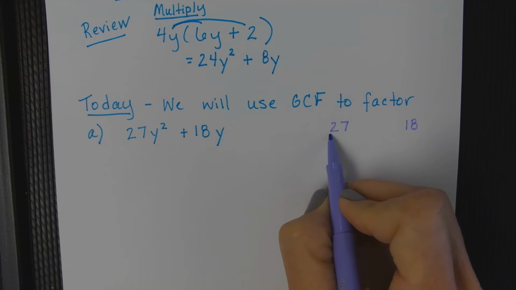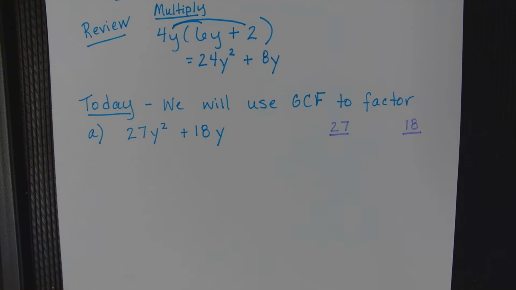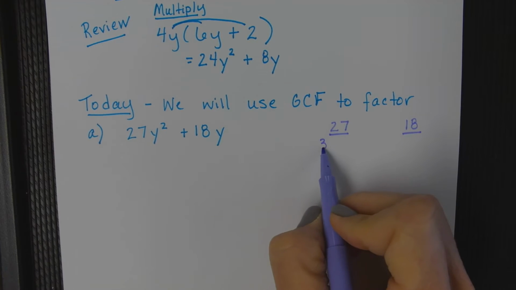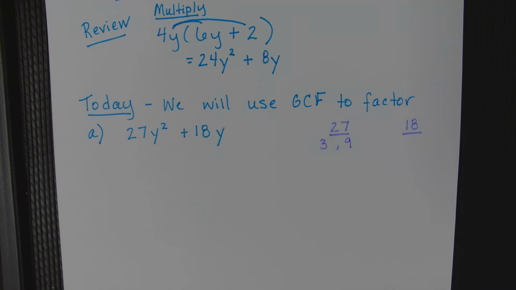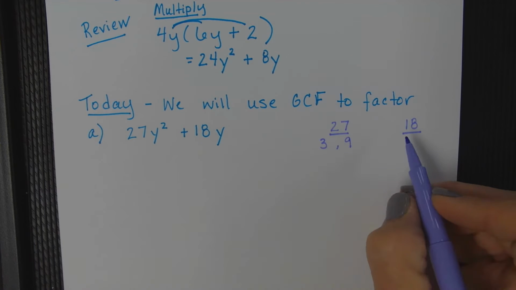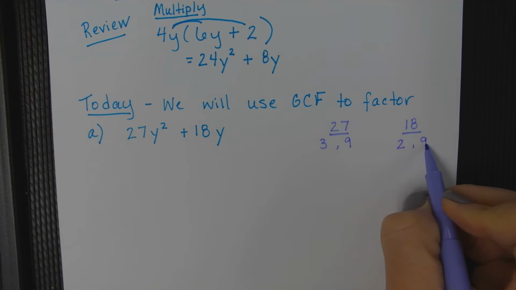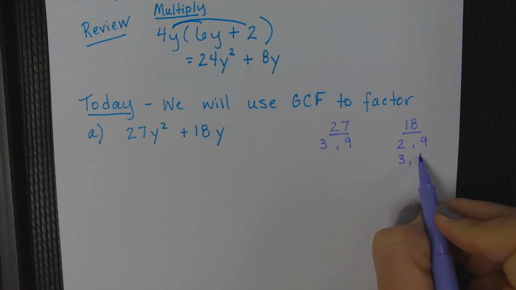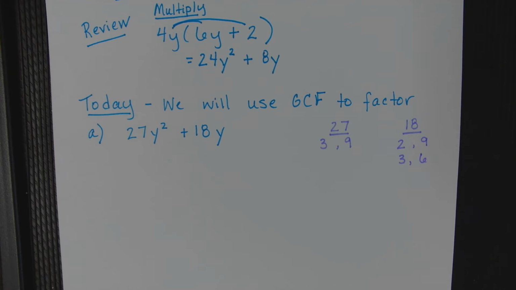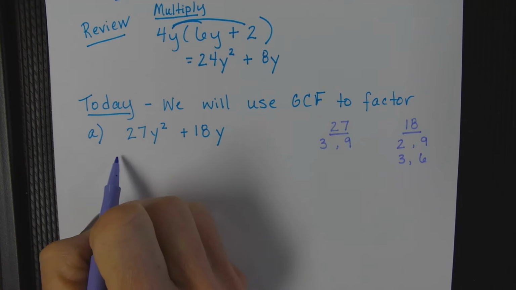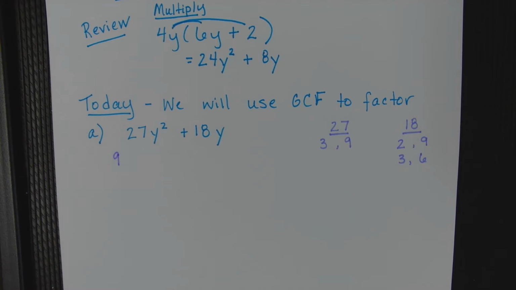So let's look at the factors of 27 first. Don't even say 1 and 27. We're not going there. 2 is not, right? What about 3 times 3 and 9? Anything else? That's it, right? Okay, so go to 18. We have 2 and 9, 3 and 6. What is the highest number that both of them have in common? 9. So our greatest common factor is 9.